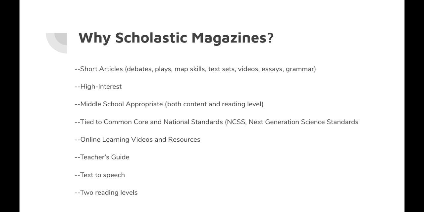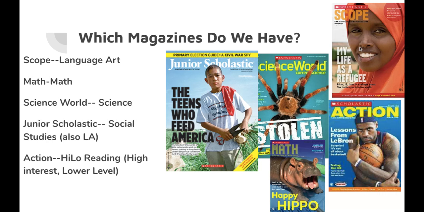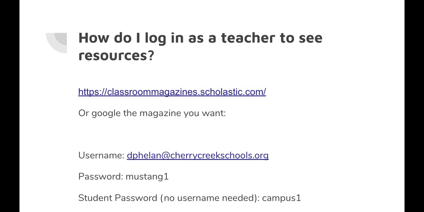It also has some great features for our lower level kids. It has text to speech. A lot of the articles have two reading levels. So there's a higher reading level at the 1,000 or 1,100 Lexile, and then a lower reading Lexile level in the 700 or 800. Here are the magazines that we do have. Science World is for science, Math is for math. I'm going to walk through those in just a second.